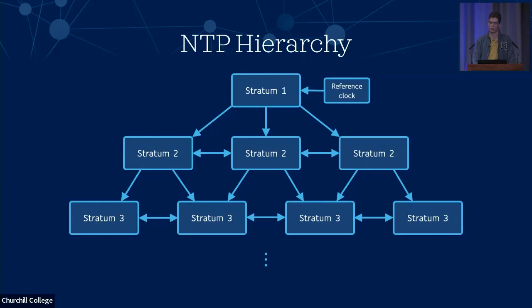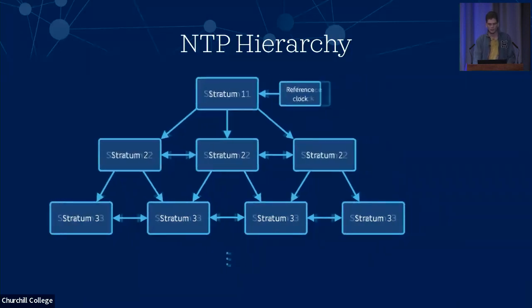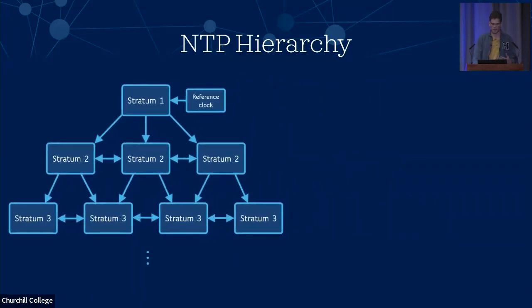And as we can see, they always go from top to bottom and within the same level, but we never synchronize to someone further away from a reference clock than we are. And the reason we synchronize within the same level is so that we can get a bit better reliability. And there are several reasons why we have this hierarchy.